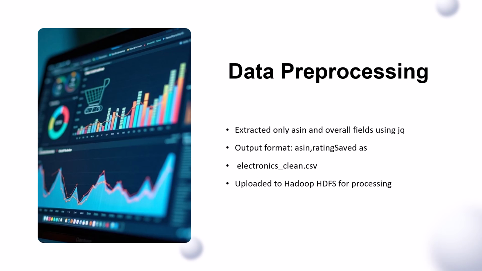Since I only needed the product ID and rating, I used a command line tool called jq to extract just those two columns and create a simplified CSV file. The result was much smaller and easy to work with. I then uploaded this file to the Hadoop distributed file system so I could run my MapReduce job on it.